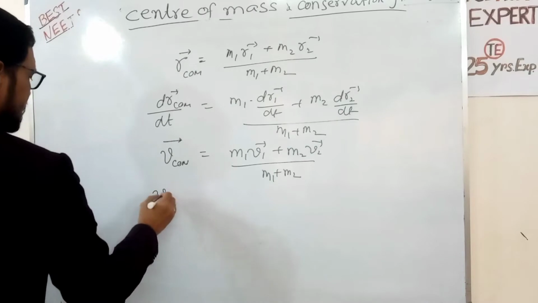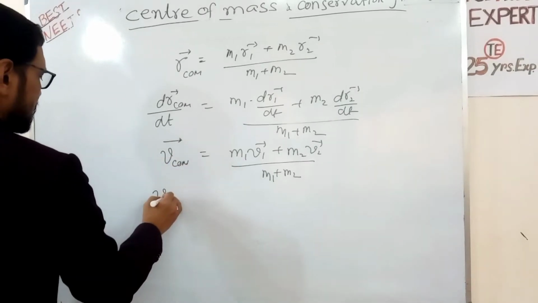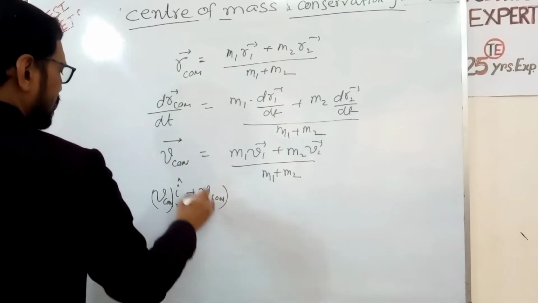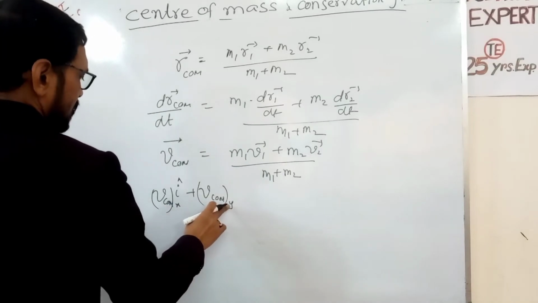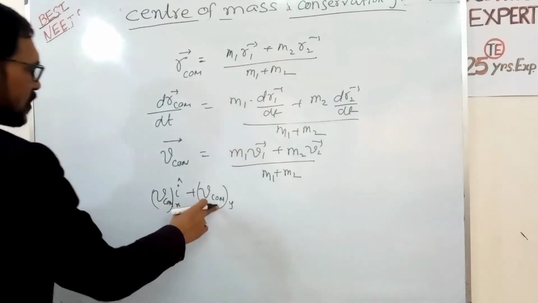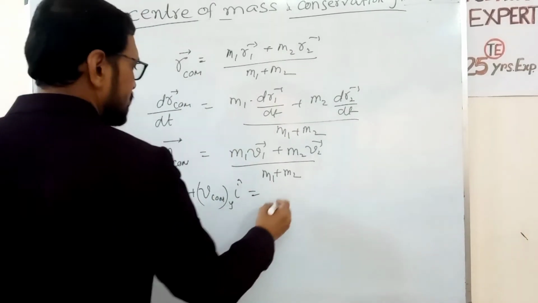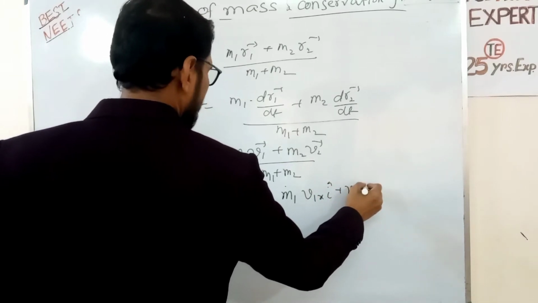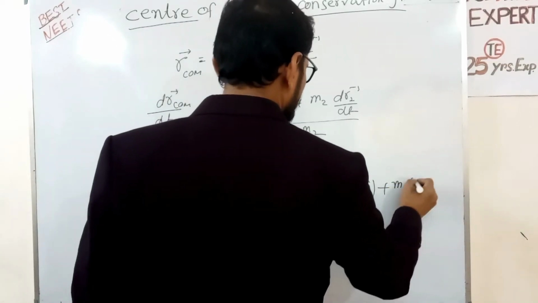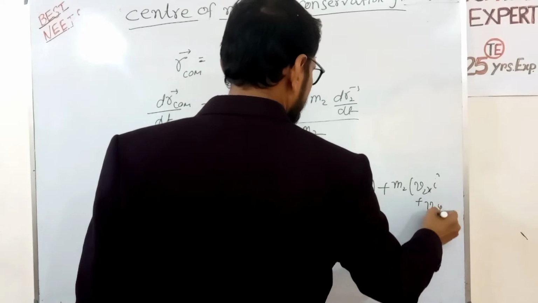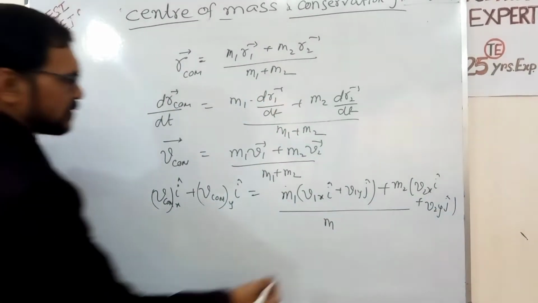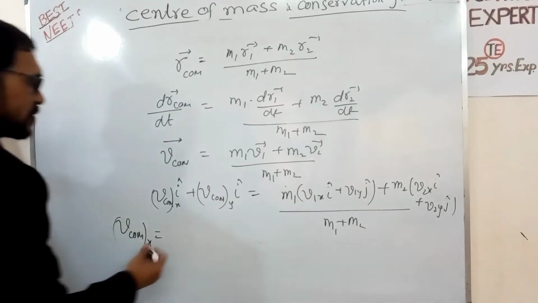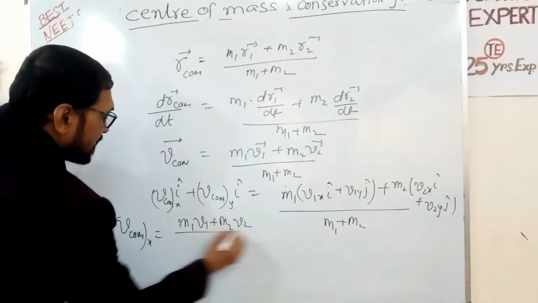If we write the xy components, vcom can be written as vcom of x component i plus vcom of y component j, which equals m1 (v1x i plus v1y j) plus m2 (v2x i plus v2y j) divided by m1 plus m2. Now if we separate i and j, we get the x component of vcm equal to (m1 v1x plus m2 v2x) by (m1 plus m2).